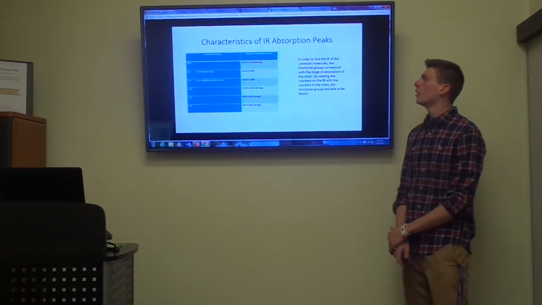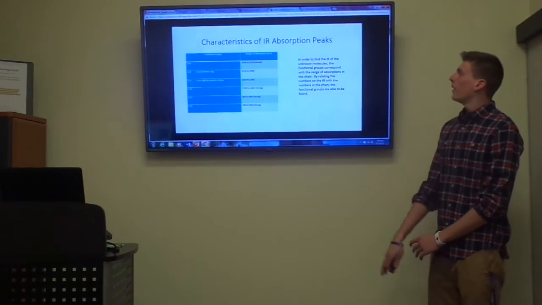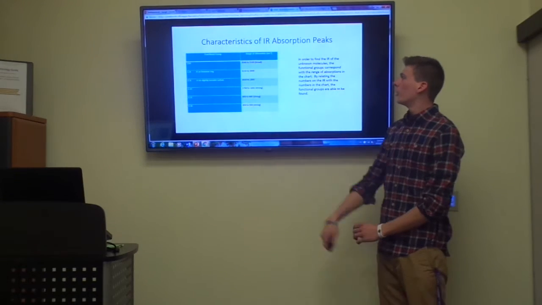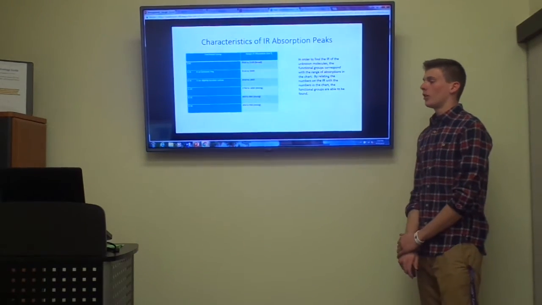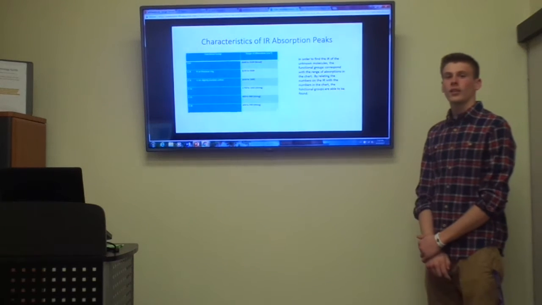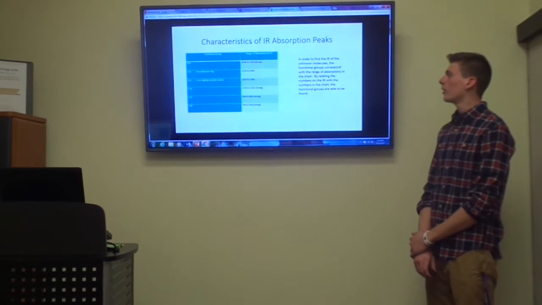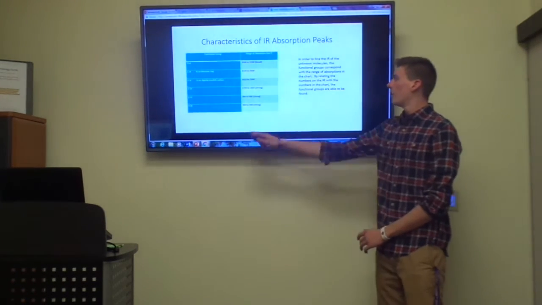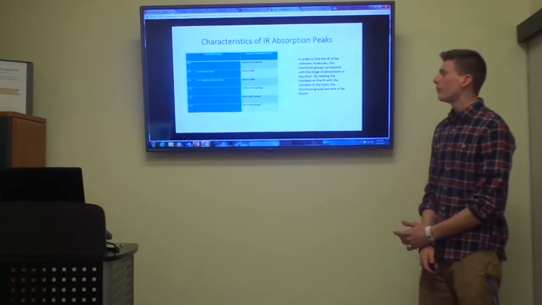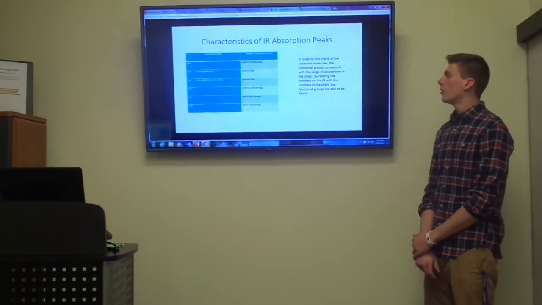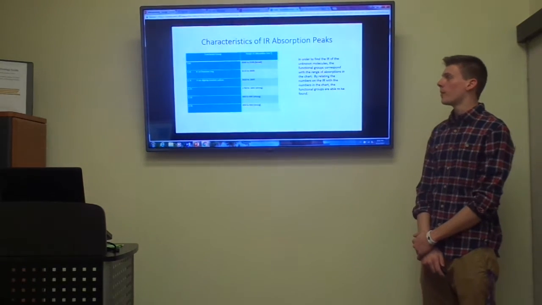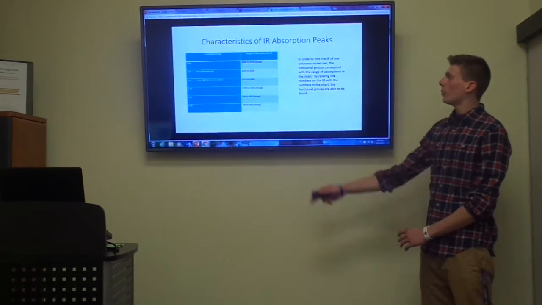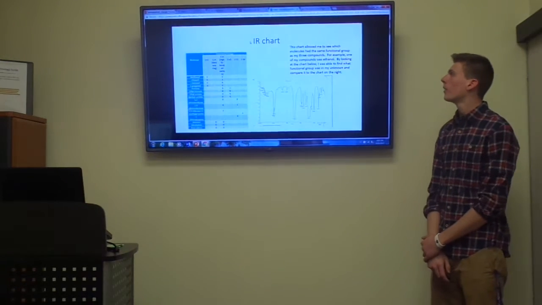This is a chart for the IR. On this side, it shows the range of absorption. On the bottom of the graph that you'll see in the next slide, it has a certain number. For example, if your number was 800 or 850, you're able to figure out that the functional group was C-Cl. You're able to do this by looking at this chart.